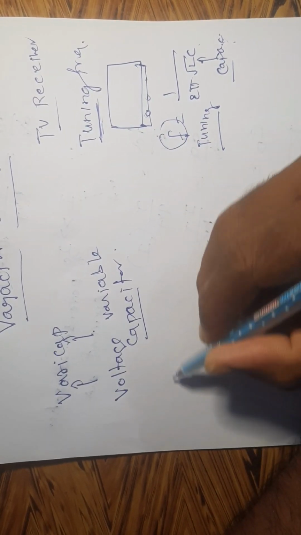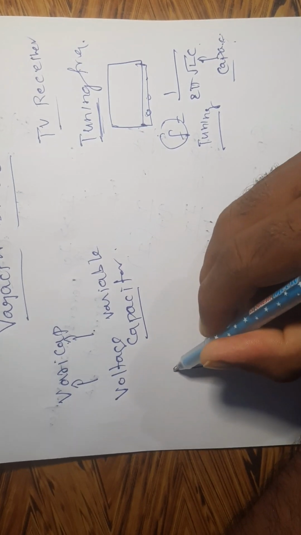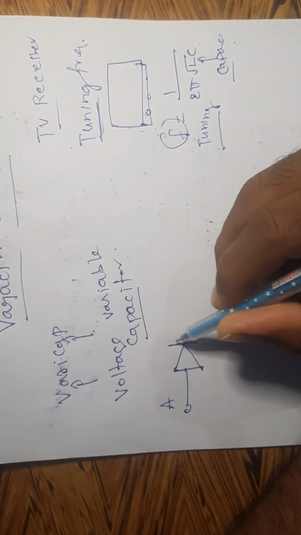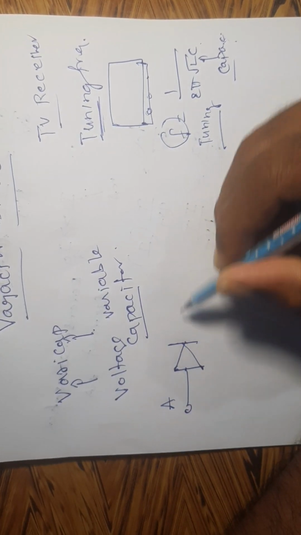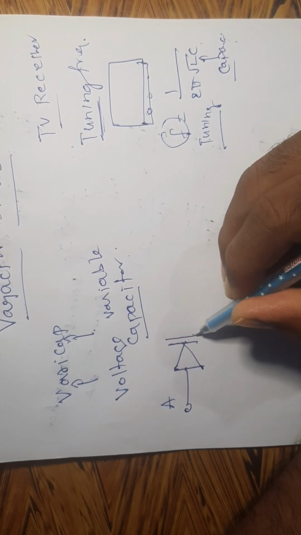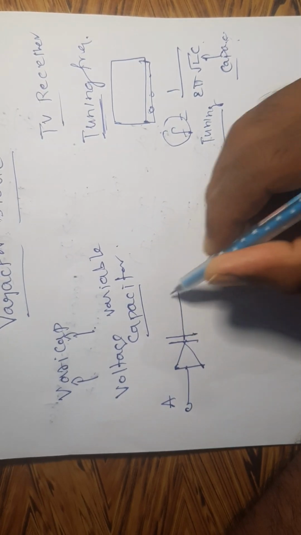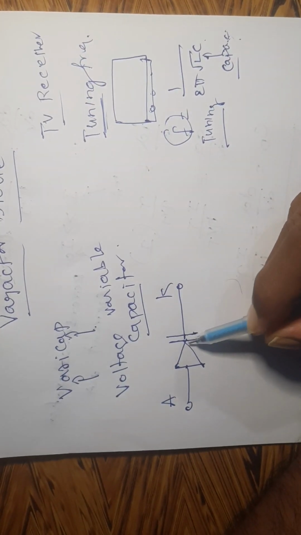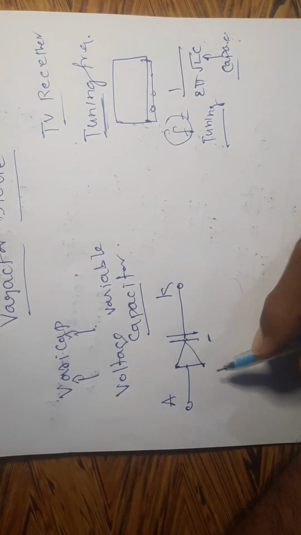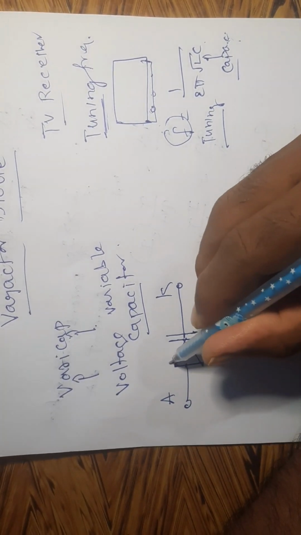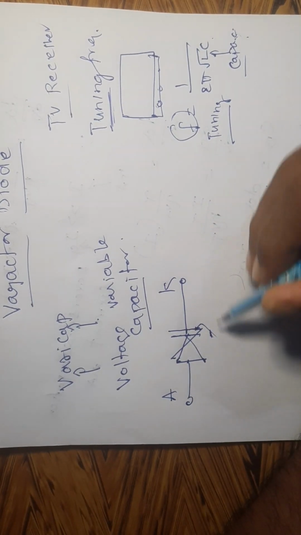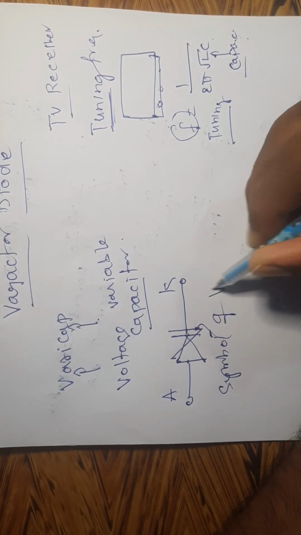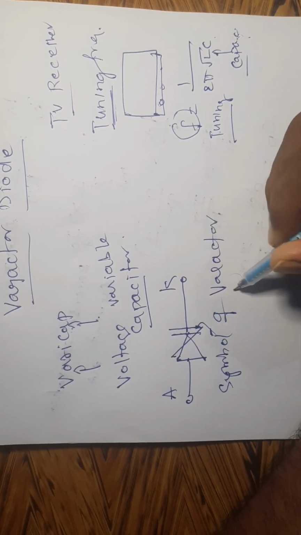Now let's look at the symbol of the Varactor diode. As you know, this is a diode with an anode, and at the cathode side we are using a capacitor. This capacitor is connected in series with the diode. This is the variable capacitor, right? So this is the symbol of a diode, and this is the symbol of the Varactor diode.